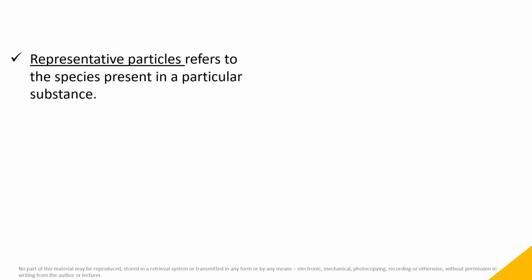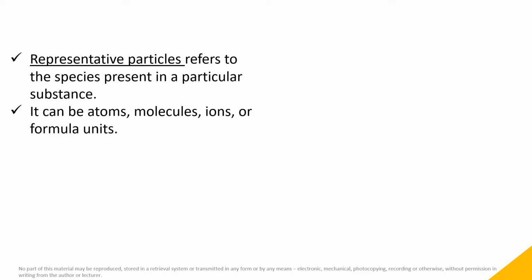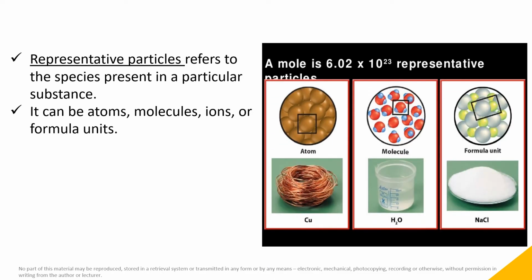So Avogadro's number will also revolve around representative particles. And what are representative particles? This refers to the species present in a particular substance. This is also the smallest unit in which a substance naturally exists. It can be in the form of atoms, molecules, ions, or formula units.